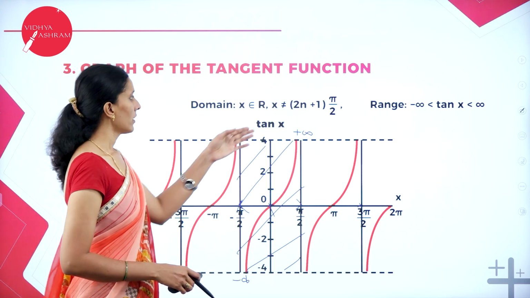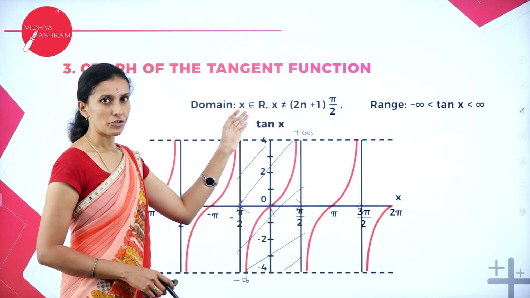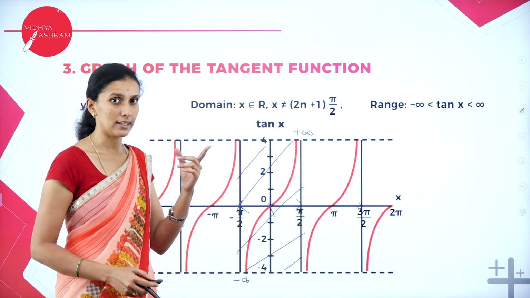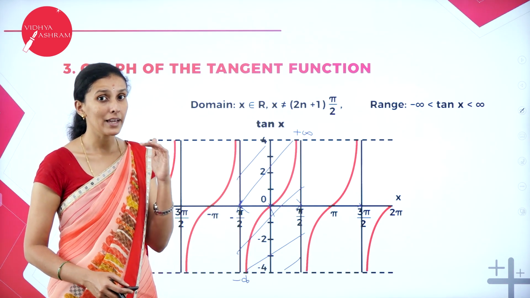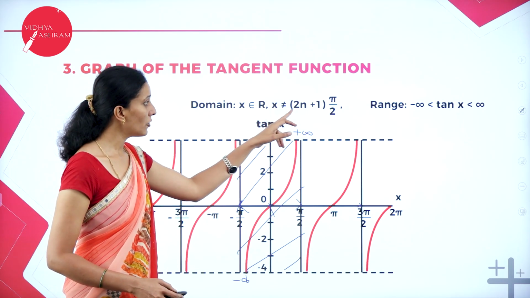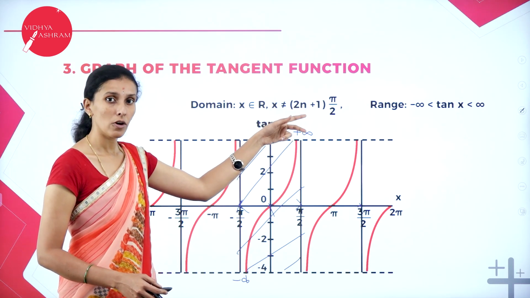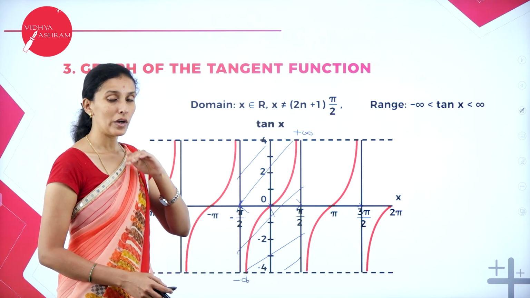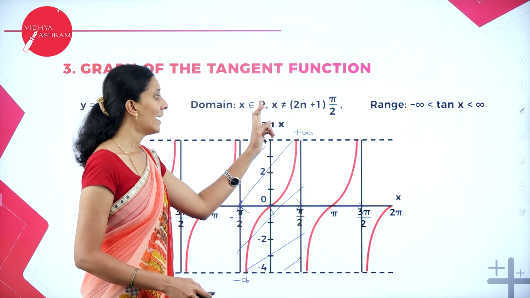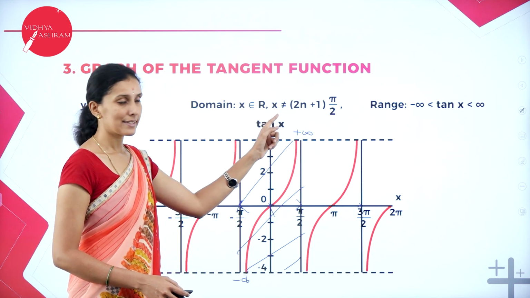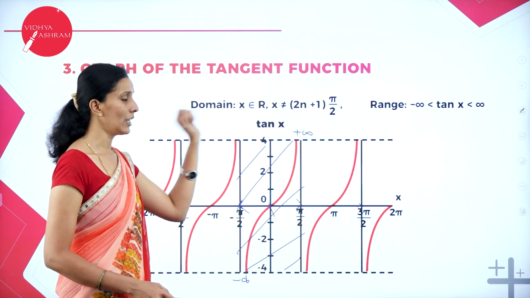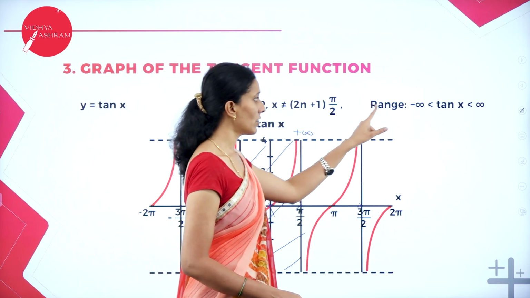So therefore, here is the domain of this function. We have studied the function tan x in terms of the unit circle. It is the ratio of sine by cos. Cos cannot take the value (2n plus 1) pi by 2. Why? Because if I take (2n plus 1) pi by 2, the denominator becomes 0. It cannot happen. So therefore, except for (2n plus 1) pi by 2, the tan function can take any real number.